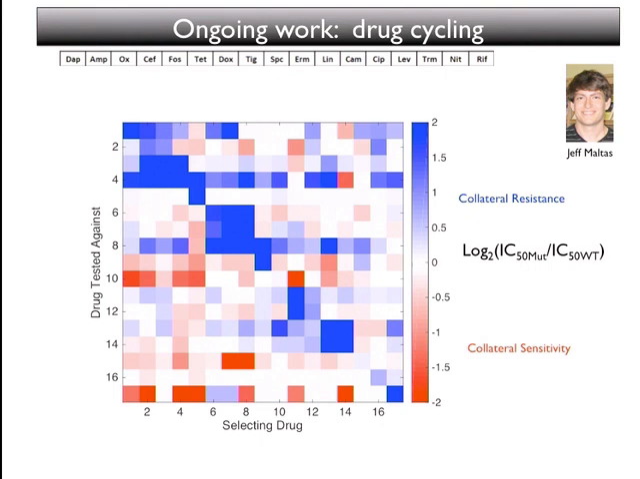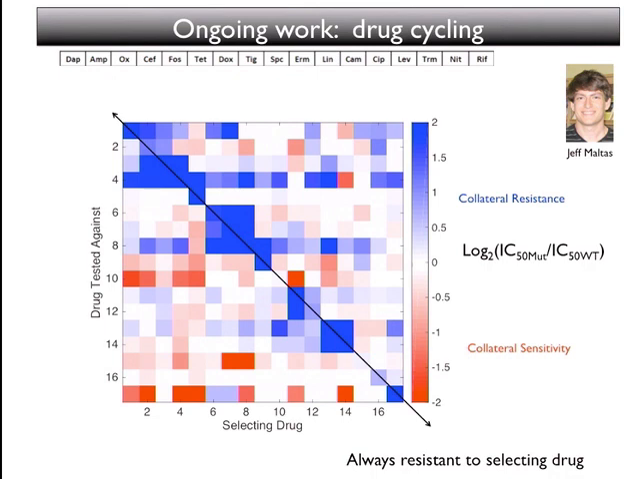It's on a logarithmic scale, so a factor of 2 increase or decrease looks the same, above or below 0. If you have 0, that means the resistance is the same as the wild type. If it's blue, you have resistance. If it's red, you have sensitivity. So a couple things to notice. One is it's not surprising that when you apply a selecting drug, you always get resistance to that drug. Right? That's the diagonal. Nothing interesting there.